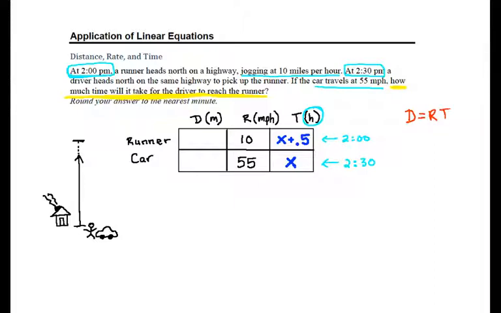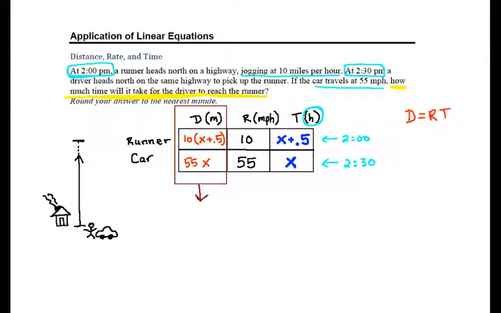To fill in my distance column, it's going to be rate, which is 10, times time, which is x plus 0.5, and rate, which is 55, times time, which is x. Once I have the table filled in, I'm ready to set up an equation, and the equation is always going to come from the column that has all of the information, which is the last one that I filled in.